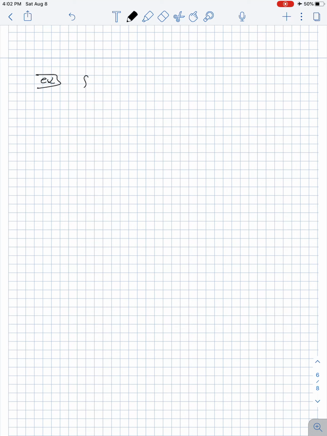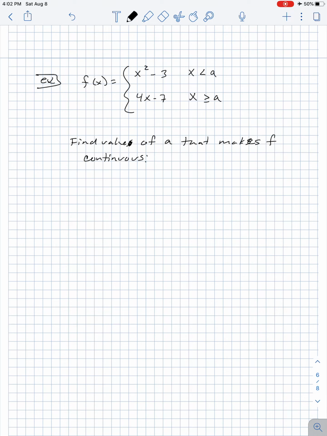So the last type of thing you'll see on there is they'll give you a function. Typically these are piecewise functions, and they're going to give you a variable in the breakouts. We're using a, whereas usually there would be a 2 or a 3 there. And it says find the value of a that makes f continuous. Okay, so let's draw a picture and see what they're saying here.